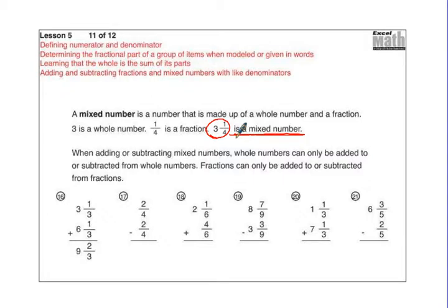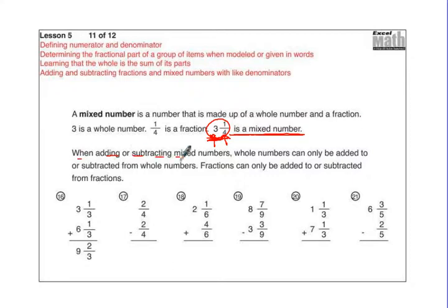Just like mixed nuts, if you buy mixed nuts at the store, it's going to have some peanuts in it, some cashews, some pecans. It's going to have all different kinds of nuts in it. Well, this number that's a mixed number is mixing different kinds of numbers. It has a whole number and it has a fraction. It's called a mixed number.